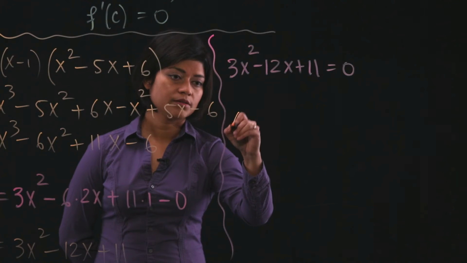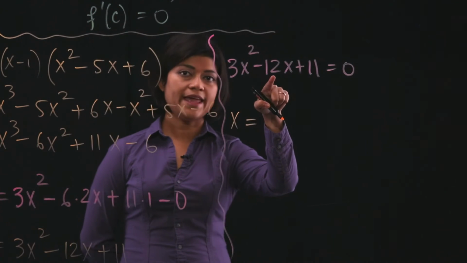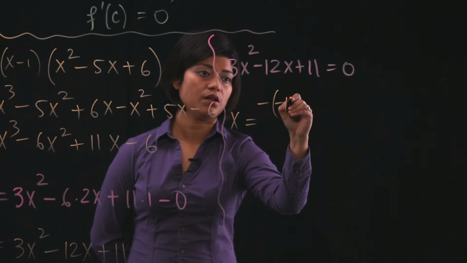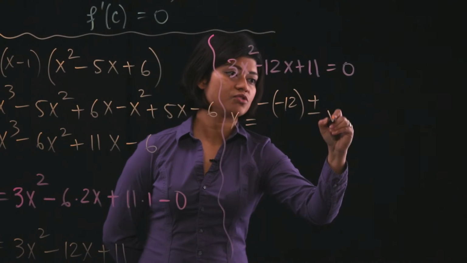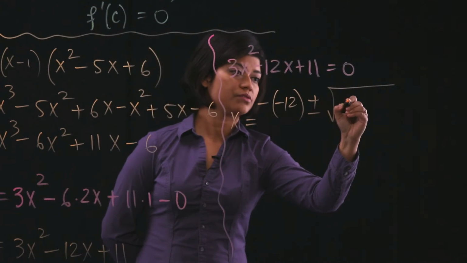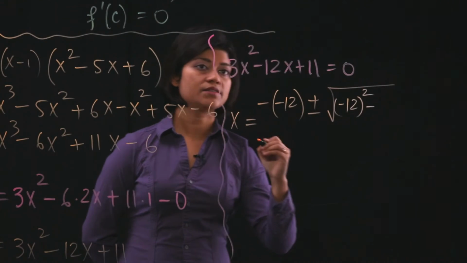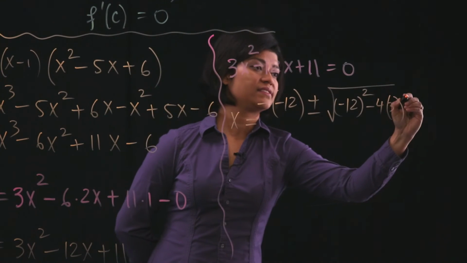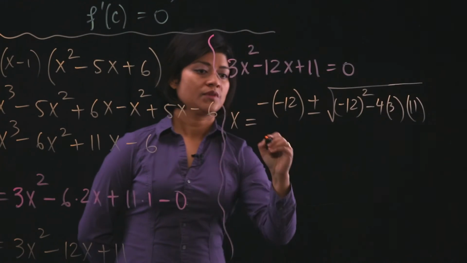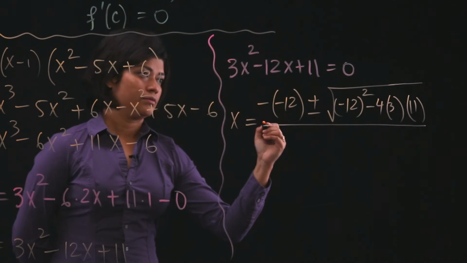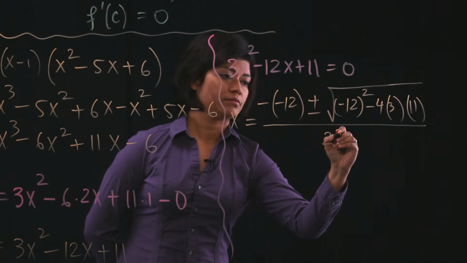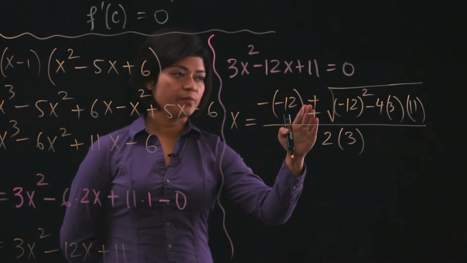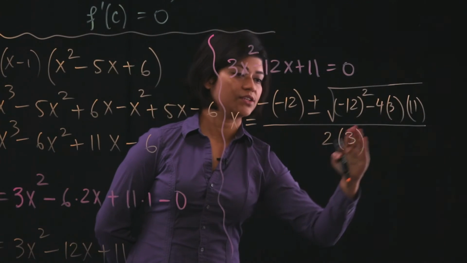So remember the quadratic formula. x is equal to negative b, so negative of b is negative 12, so minus of minus 12, plus or minus the square root of b squared, so negative 12 squared, minus 4 times a, which is 3, times c, which is 11, divided by 2 times a, and a is 3.